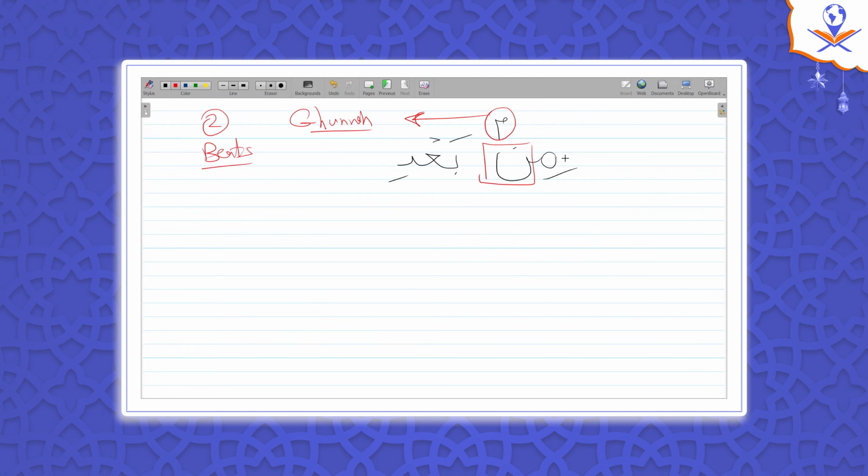So how should you deal with it? Deal with it as you deal with meme. So now we have 2 memes. Look at this. Mim. Noon here is ساكنة, so meme has to be ساكنة like noon. Then بعد. And don't forget the غنة here. So ميم بعد. ميم بعد.